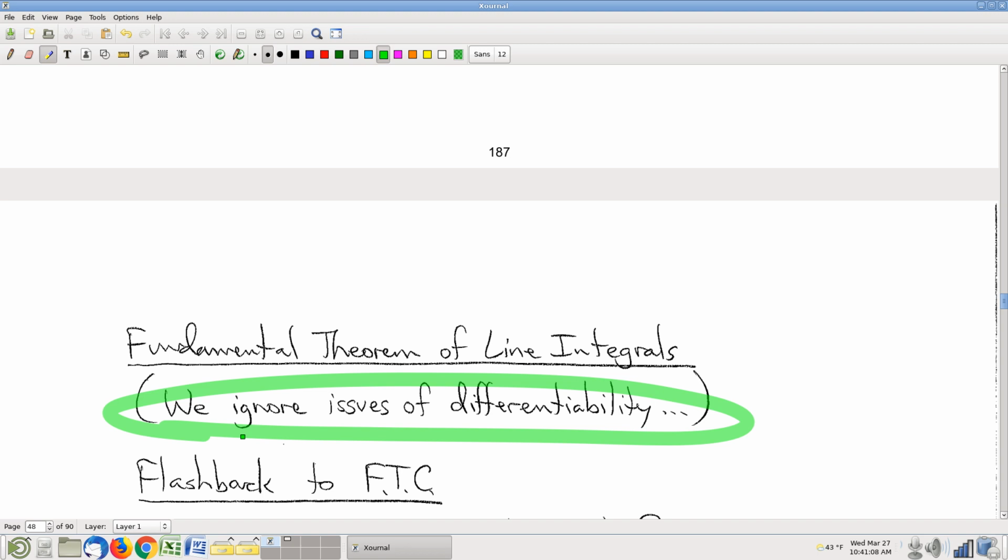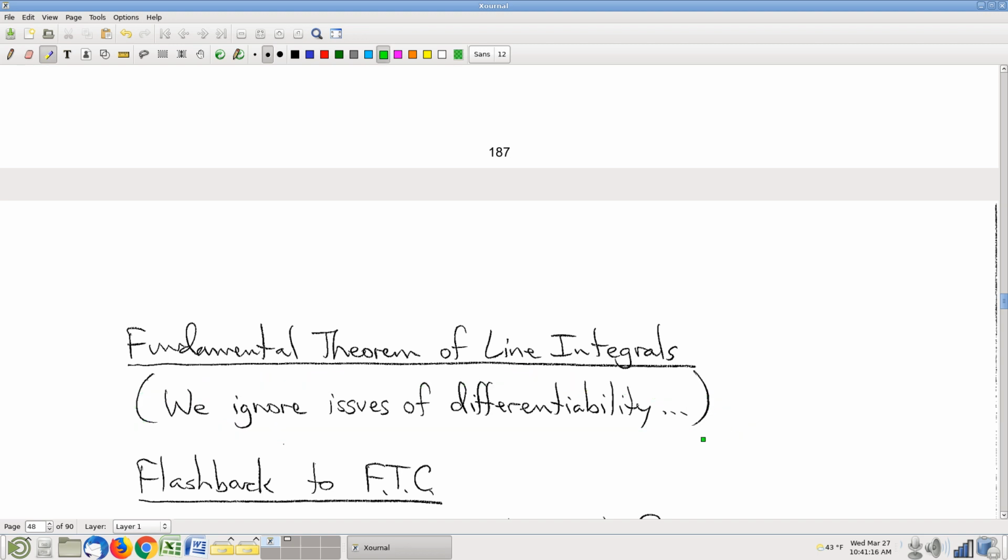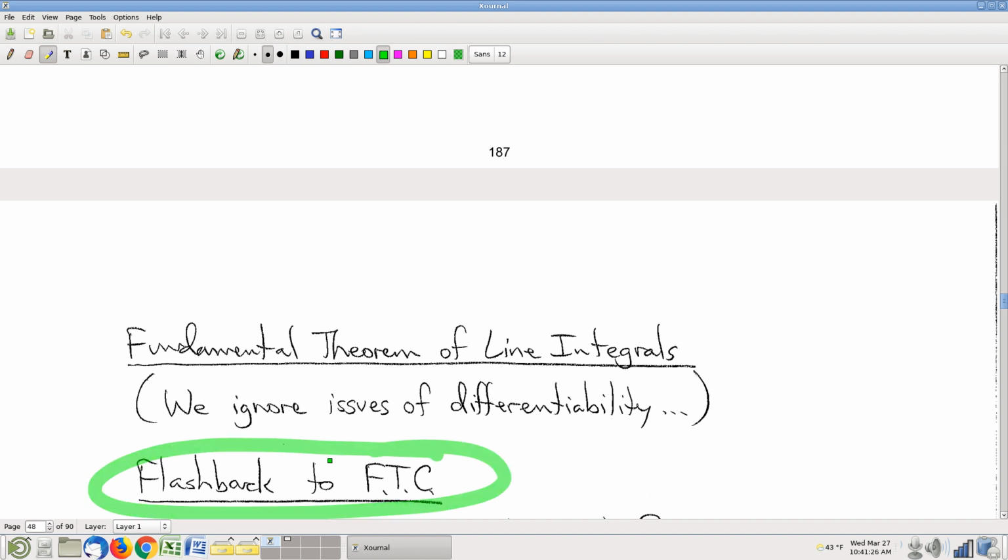So we're going to assume everything in sight is universally differentiable and nice. Okay. All right. Second thing I'm going to tell you about the fundamental theorem of line integrals before we actually get to it is that it is highly analogous, I guess I already said that, to the fundamental theorem of calculus. So in order to have a good segue, a good entry into the fundamental theorem of line integrals, I want to go back and talk about the fundamental theorem of calculus a little bit.